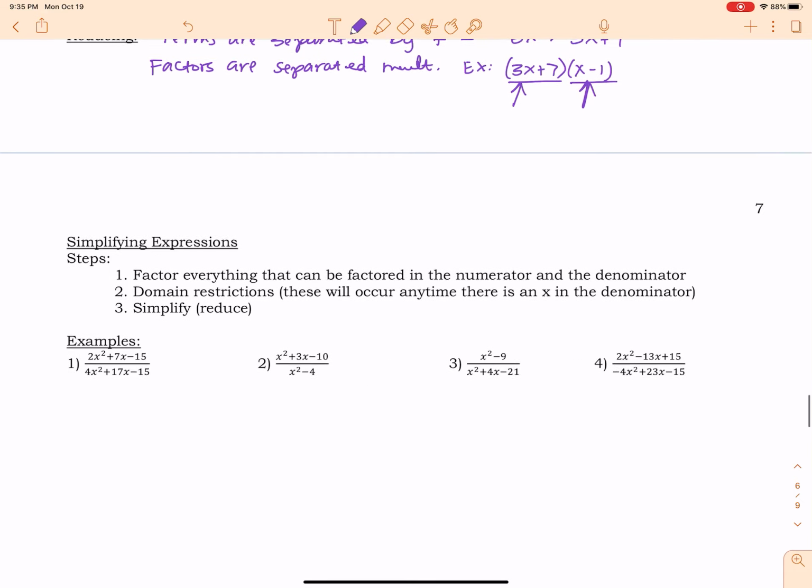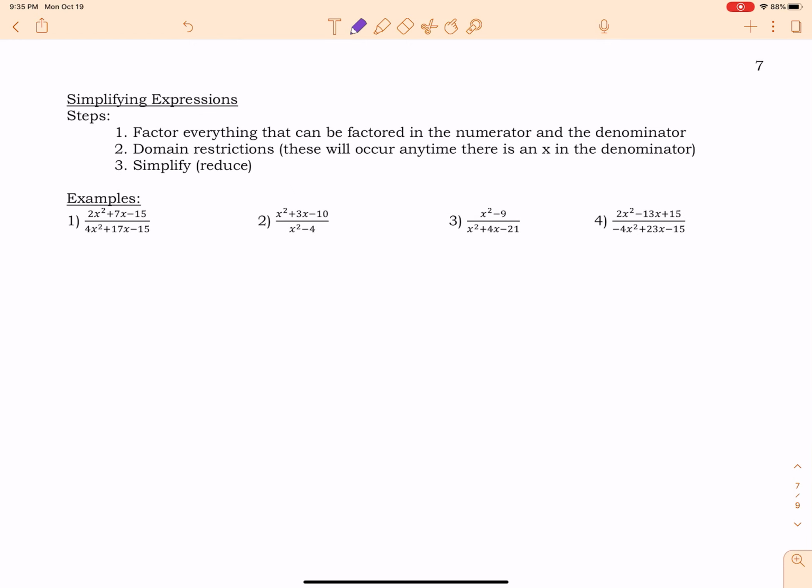All right, so how are we going to simplify these expressions? Well, unlike the equations, we're not going to finish when we figure out what x equals because we're not trying to figure that out. So here are some rules and steps that we follow. The first thing we're going to do is factor everything that can be factored. We're going to look for domain restrictions, and then we're going to reduce it and walk away.